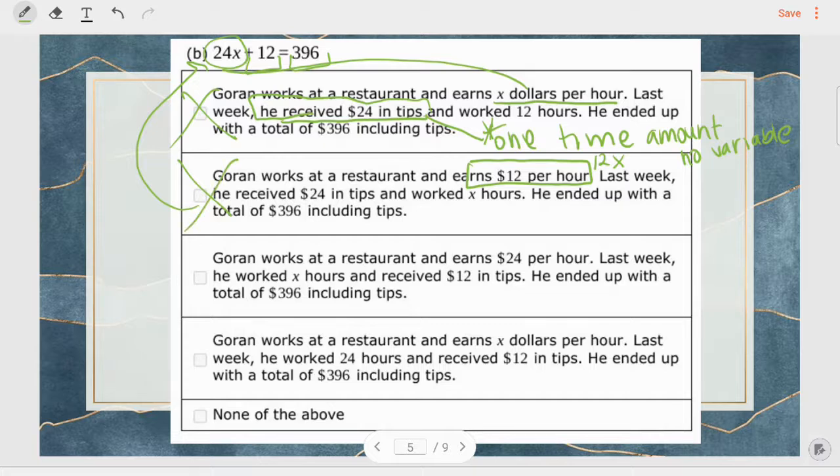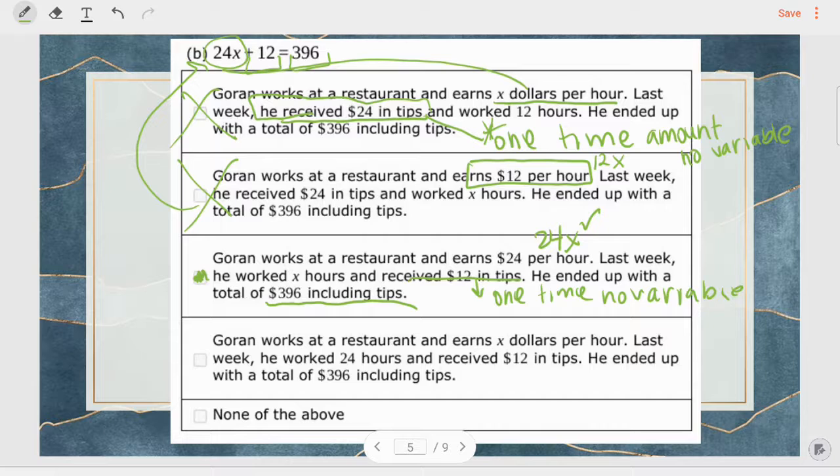Next one. Goran works at a restaurant and earns $24 per hour. Hey, 24x. That works so far. Last week he worked X hours and received $12 in tips. $12 in tips is a one-time amount, no variable. And as I look at my equation, does that work out? Well, yep. There is no variable next to 12. And he ended up with a total of 396 including tips. Perfect. That one works. Let's check the last one.